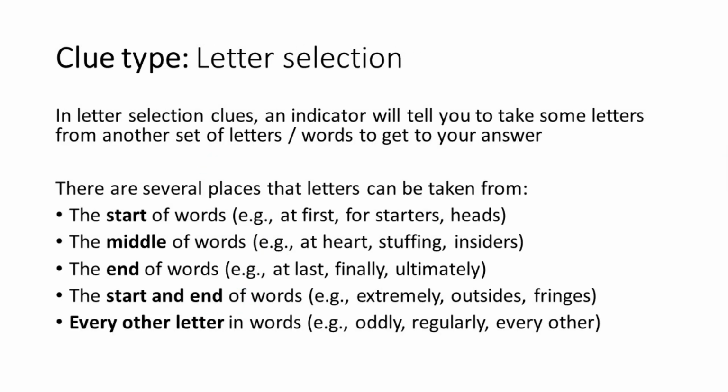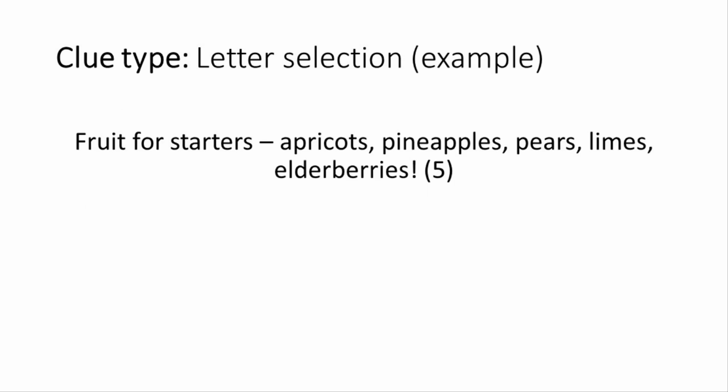The next type of clue is letter selection, which to me is pretty much exactly the same as deletion. Instead of removing letters, here you're selecting letters, which to me means that you have to remove letters. As with deletions, you can get the letters from many places: the start, middle or end of words, start and end, every other letter in words. Here's a rather straightforward clue. Fruit for starters: apricots, pineapples, pears, limes, elderberries. 5 letters.